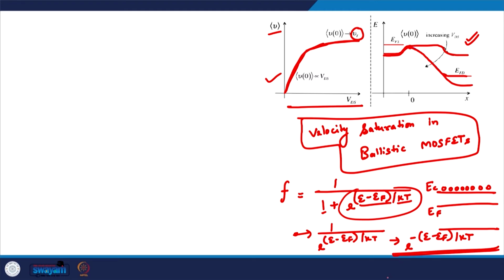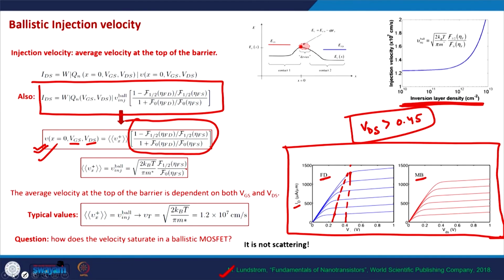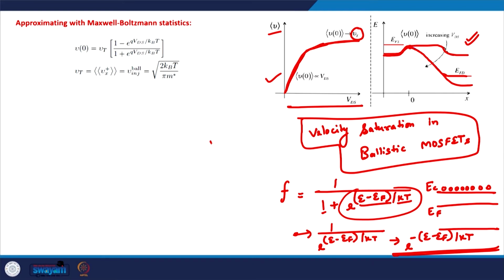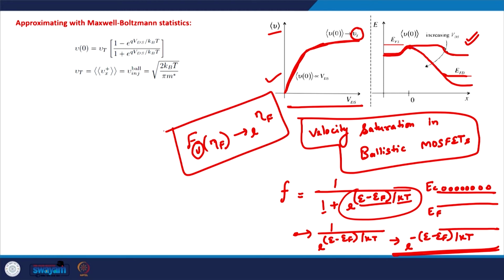So for non-degenerate semiconductors, and especially in MOSFETs when we are not applying high drain voltages and high current is not flowing, assuming a Maxwell-Boltzmann distribution for electrons is not a very bad idea. It's quite a reasonable approximation, and if we do that, then the Fermi-Dirac integrals simplify a lot. The Fermi-Dirac integral of order j can be approximated by exponential of eta F. So the order of the Fermi-Dirac integral is not relevant when Maxwell-Boltzmann statistics is in the picture.